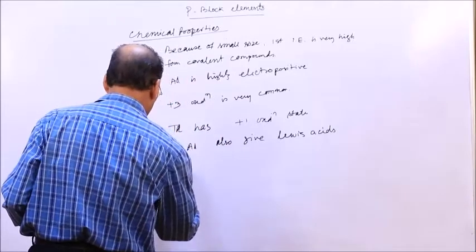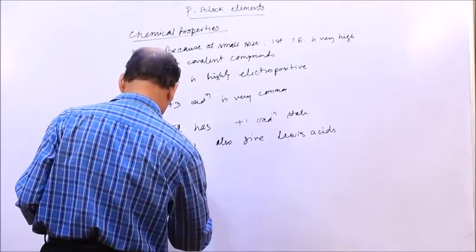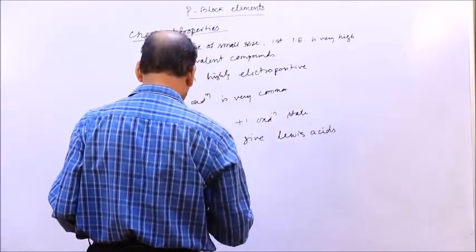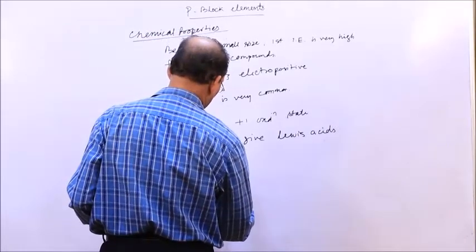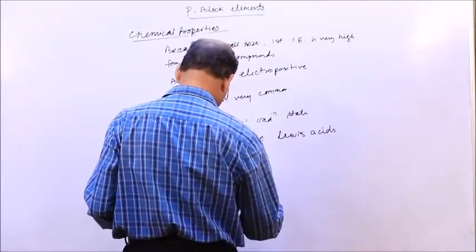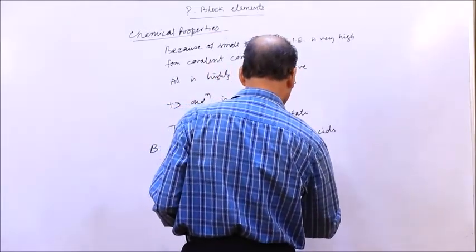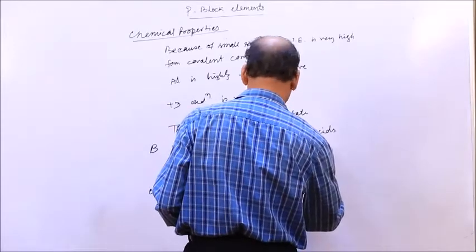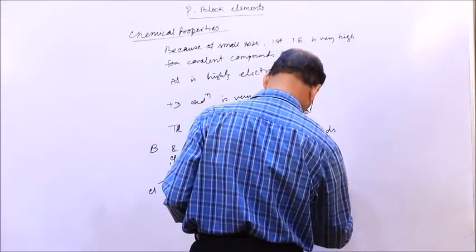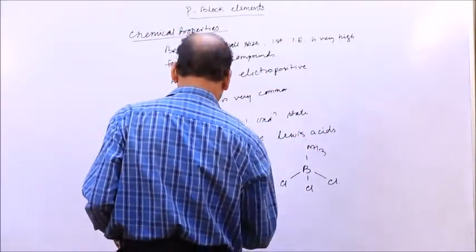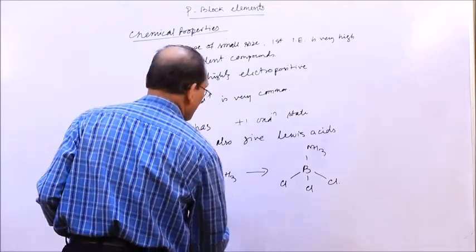Suppose we take boron trichloride. It accepts a lone pair of electrons from ammonia, forming a tetrahedral structure; that is, it is a trigonal planar structure, and it becomes tetrahedral.